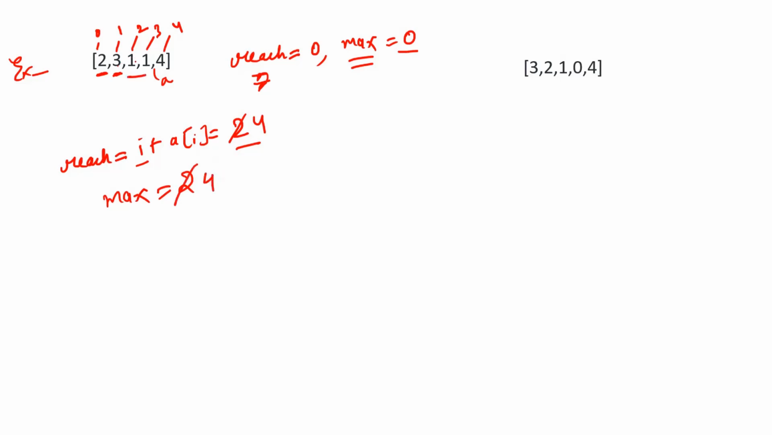Again, the i value will be incremented. So from here, you will be having 2 plus 1, that is going to give you 3. So reach will be 3. As you can see, reach is smaller than that of max, so we won't be making any kind of updation in the value of max.